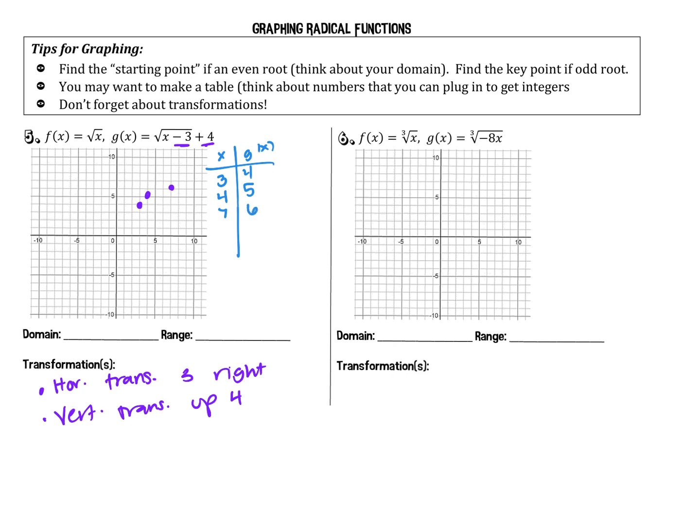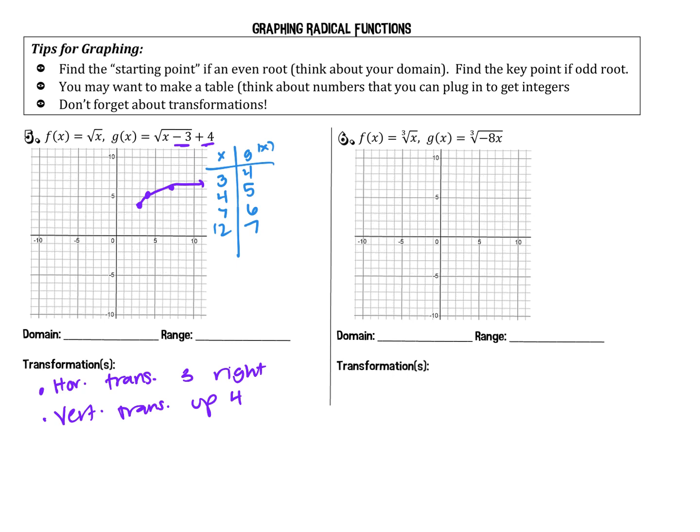And then I'm going to see if I can fit one more in there. The next thing I need to make the inside a perfect square is for the inside to be 9, which would mean x has to be 12. The square root of 9 is 3, plus 4 is 7. That one's not going to fit on our graph. So we're only going to be able to fit those 3 points. So we're going to go ahead and connect them and make sure we have an arrow on the end of our graph. Now let's talk domain and range.